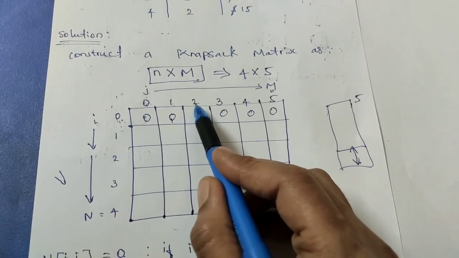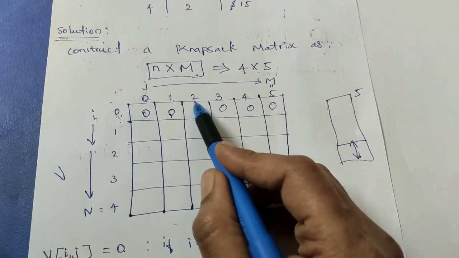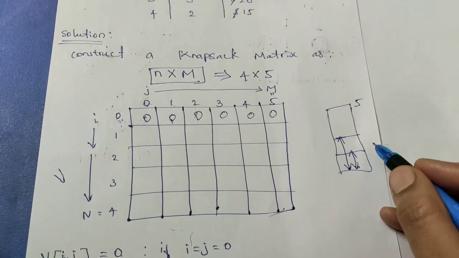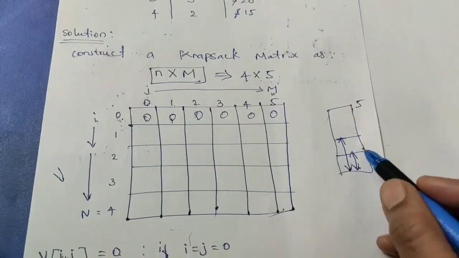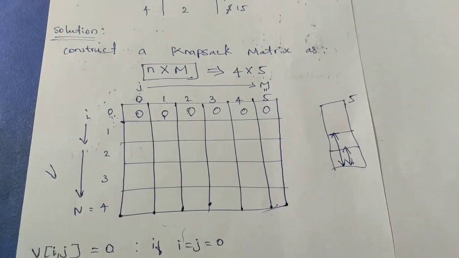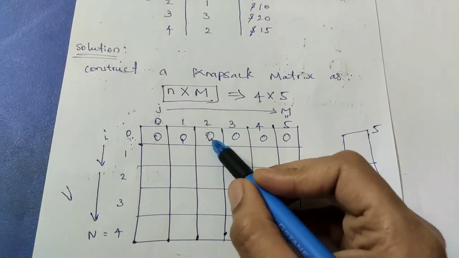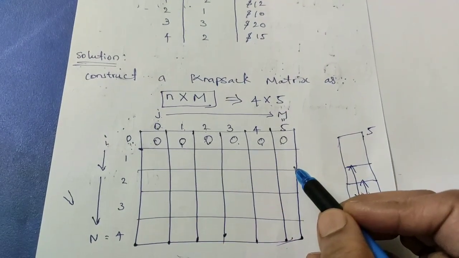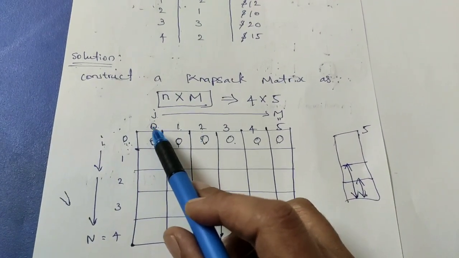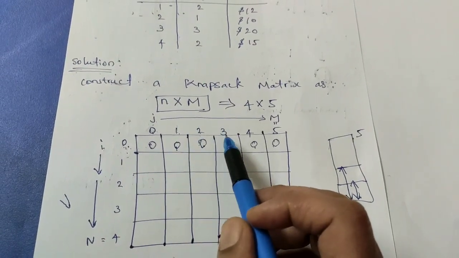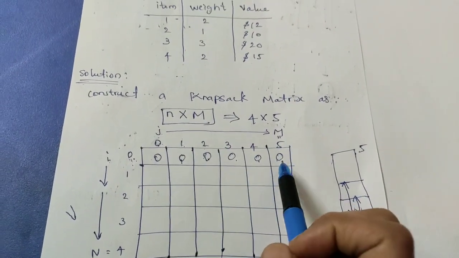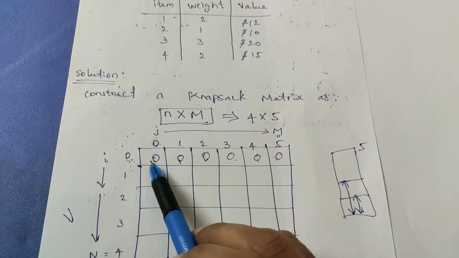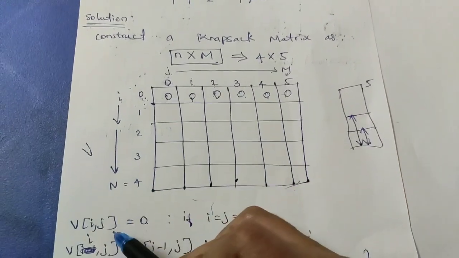Next, the current capacity of the knapsack is 2. That means you have 2 spaces in your knapsack, but do you have any item to place into this 2 space knapsack? You don't have any item, so this also is set as 0. Similarly, you will fill these 3 locations also with 0. You have 0 space, 1 space, 2 space, 3 space, 4 space and 5 space in the knapsack, but you don't have any item to place into the knapsack. So profit remains 0 using the first formula.